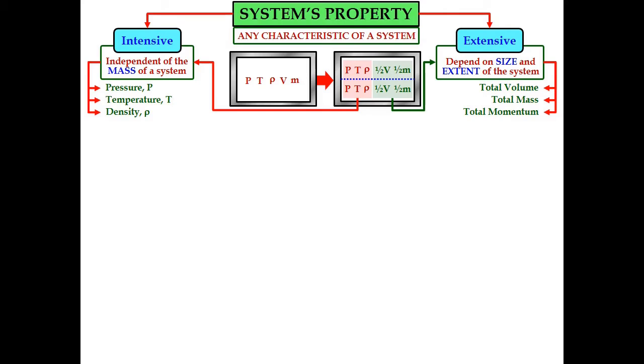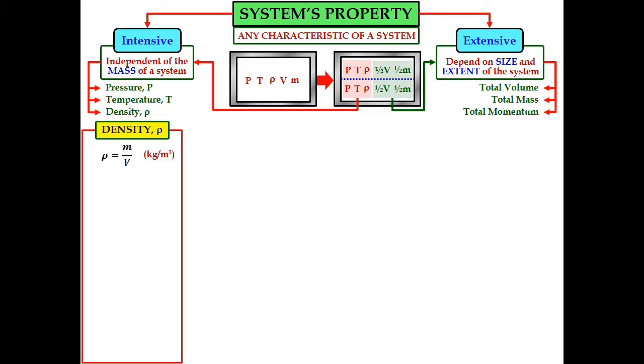Okay, for thermodynamics, there are a few parameters that are always used in our calculations. For example, the density. For the density, we use the rho symbol, and the formula of density is rho equal to m divided by V, m for mass and V for volume, and the unit is kilogram per meter cubic.